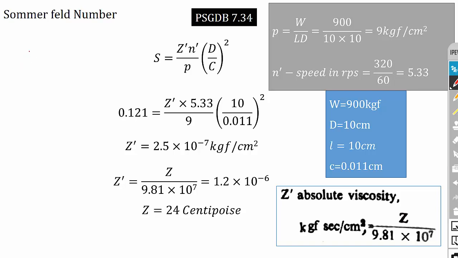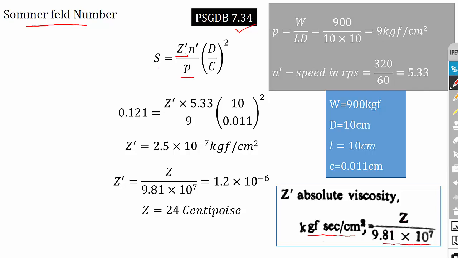Yeah. So first, to select the lubrication oil, we have to calculate the Sommerfeld number. The Sommerfeld number is a dimensionless number. It is actually a relationship between the pressure and the absolute viscosity. So S is equal to Z dash N dash divided by P into (d by C) the whole square. This equation is in the data book, page number 7.34. You can refer to that. Here Z dash is not in centipoise, it is in kg second per centimeter square. Further, Z dash in kg second per centimeter square is equal to Z divided by 9.81 into 10 power 7.